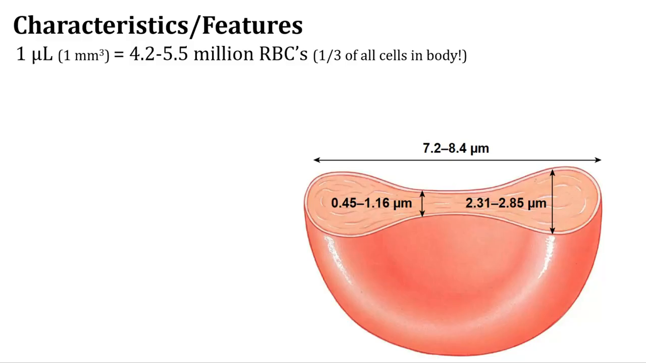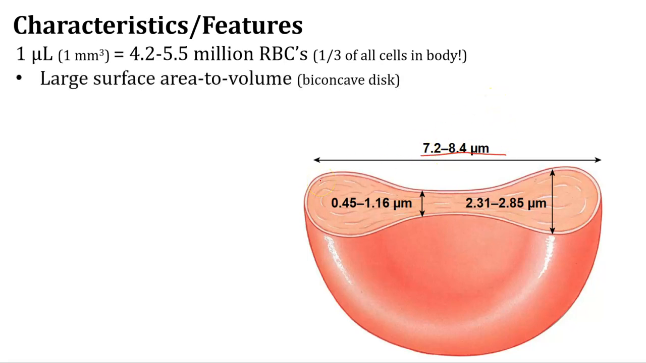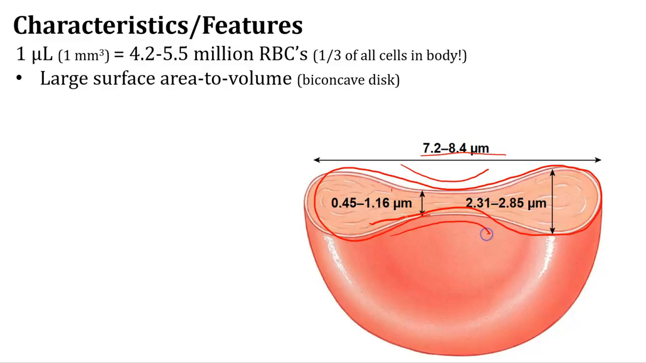Okay. Generally, they run between 7 and 8 micrometers in diameter, and they have a very large surface area to volume ratio. The reason for that is that they are flat, and they also have this curvature, which is significant. This is called a biconcave disc. If you were to look at the cross-section of this red blood cell, it's a biconcave disc because both ends of it are concave, which means they fold in on themselves.